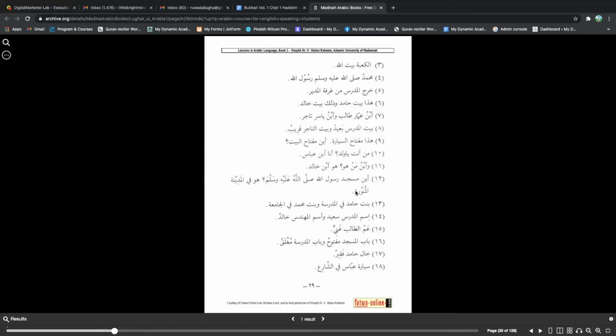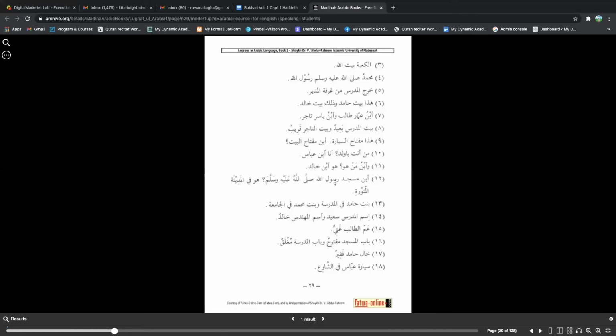Okay. Aina Masjidu. We're talking about a specific masjid. We're not talking about a nakira, an indefinite masjid. We're talking about the masjid of Rasulullah. So we have to get rid of one of the harakah. So it becomes Aina Masjidu, and not Masjidun, Aina Masjidu.